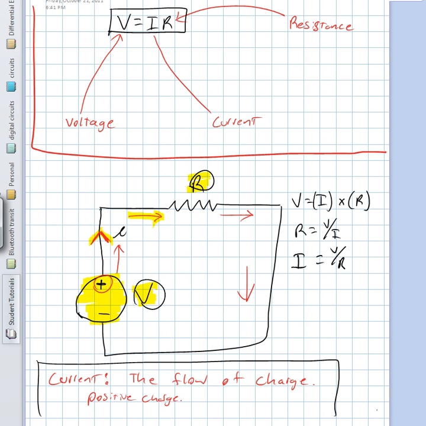So they have proportionality between them, and they are related to each other. That's something to think about. So that's the basis of Ohm's law. He derived this. I'm not going to do the derivation for you, just because I plain don't want to.